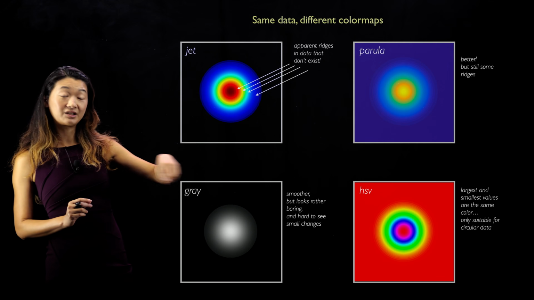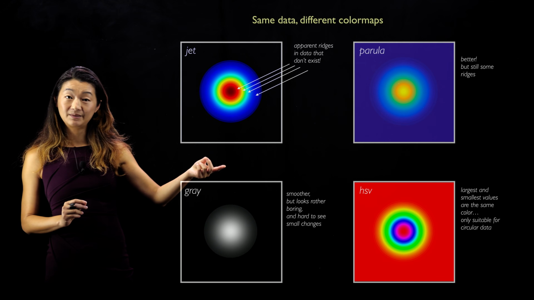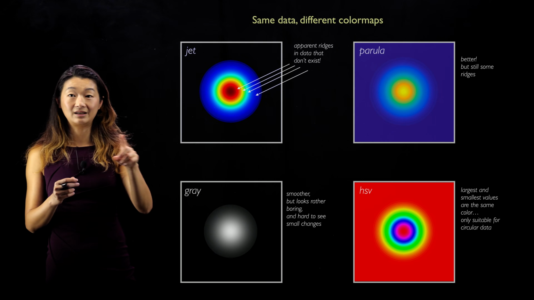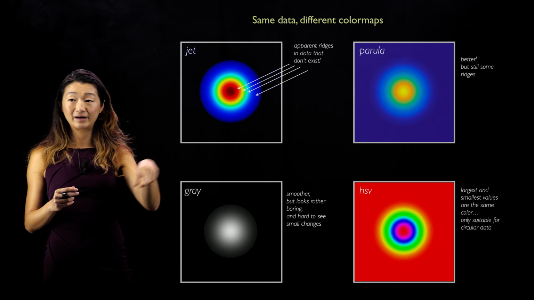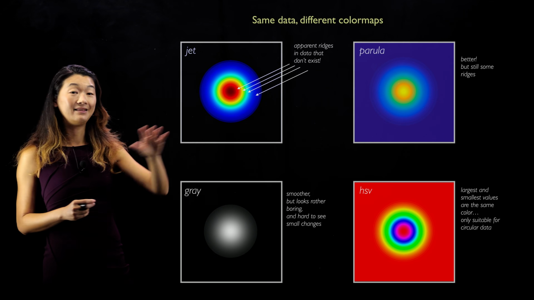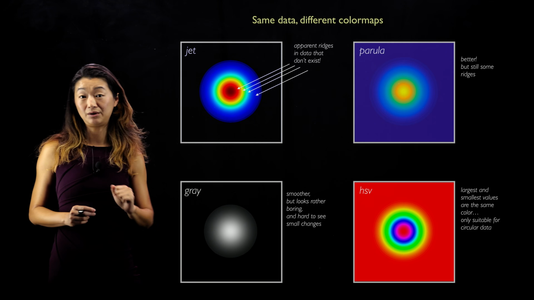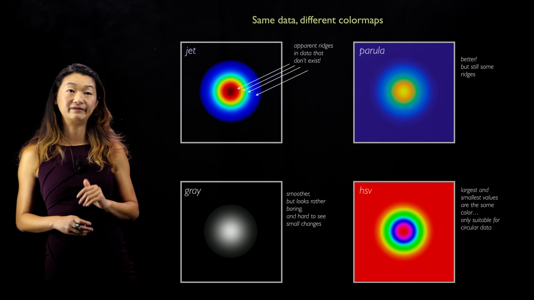HSV is called a circular color map because it goes all the way around. It's only suitable for visualizing circular data. Like if I'm plotting something that's an angle, right? Like theta goes all the way around from 0 to 2 pi, then I can use a circular color map like HSV. If your data set is not circular, do not use a circular color map. Use one of these other ones. There's lots of different choices.